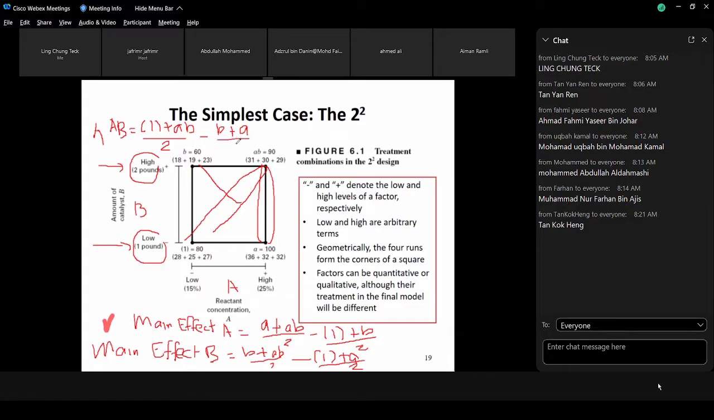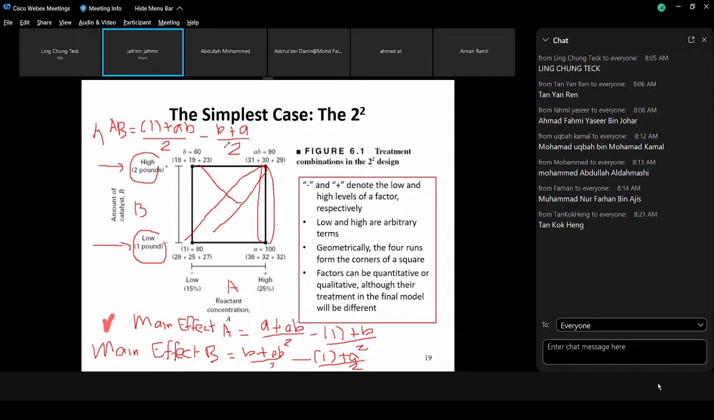Okay, that means from this geometry, you must be able to derive the main effect of A, that means A at high level minus A at low level, and then B at high level minus B at low level, and the interaction of AB. Okay, this is your derivation.